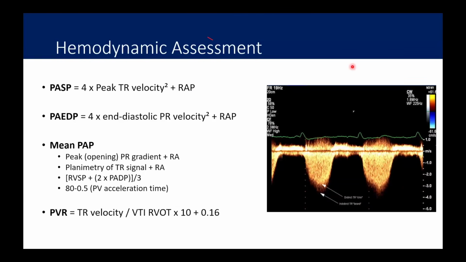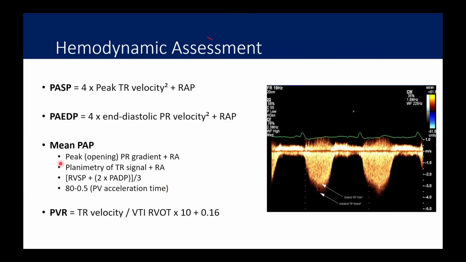And so let's wrap up the technical aspect of this discussion by quickly discussing hemodynamics and reminding ourselves of a few things. So your pulmonary arterial systolic pressure, or your RVSP, is 4 multiplied by your peak TR velocity squared plus your right atrial pressure. Your pulmonary arterial end diastolic pressure is 4 multiplied by your end diastolic PR velocity squared plus your right atrial pressure.